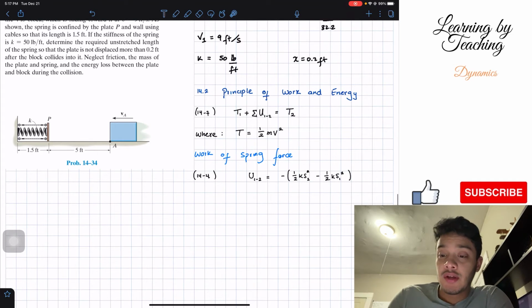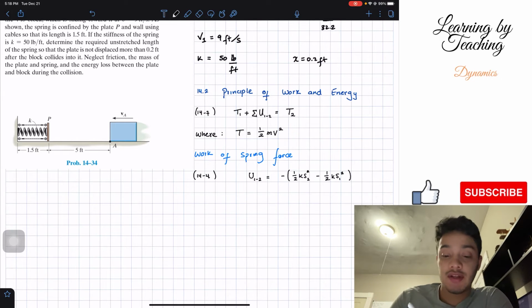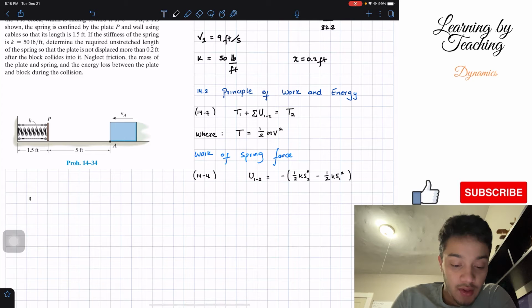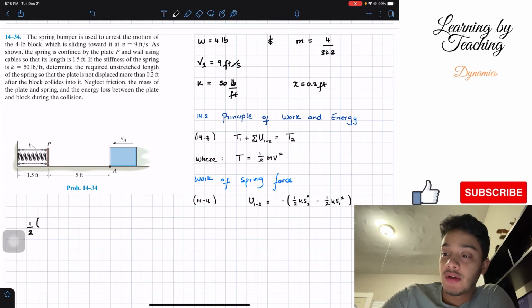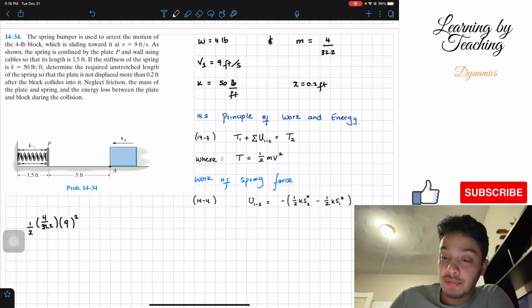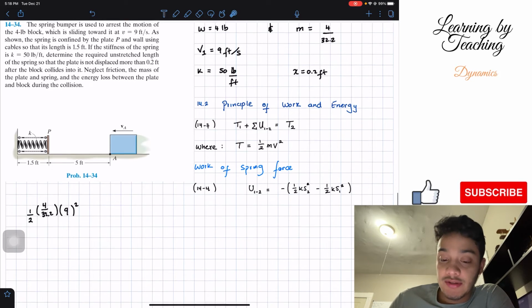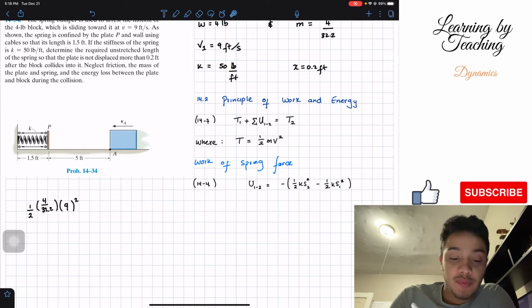We start with this equation where T1 is going to be equal to 1/2 the mass times the initial velocity squared. So we have 1/2 the mass, which we calculated up here to be 4/32.2, multiplied by the initial velocity squared, so 9 squared. Then we have to have plus the summation of work. Well, the only thing that is doing work in this problem will be the spring, right?